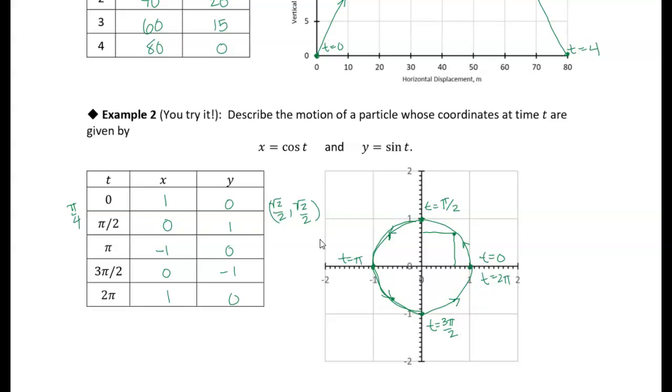Now, another way to see that this is a circle is the Pythagorean identity, right? The Pythagorean identity says that cosine squared of t plus sine squared of t equals 1, right? And cosine is x. So this is the same as x squared plus y squared equals 1. So we have a circle with a radius of 1.